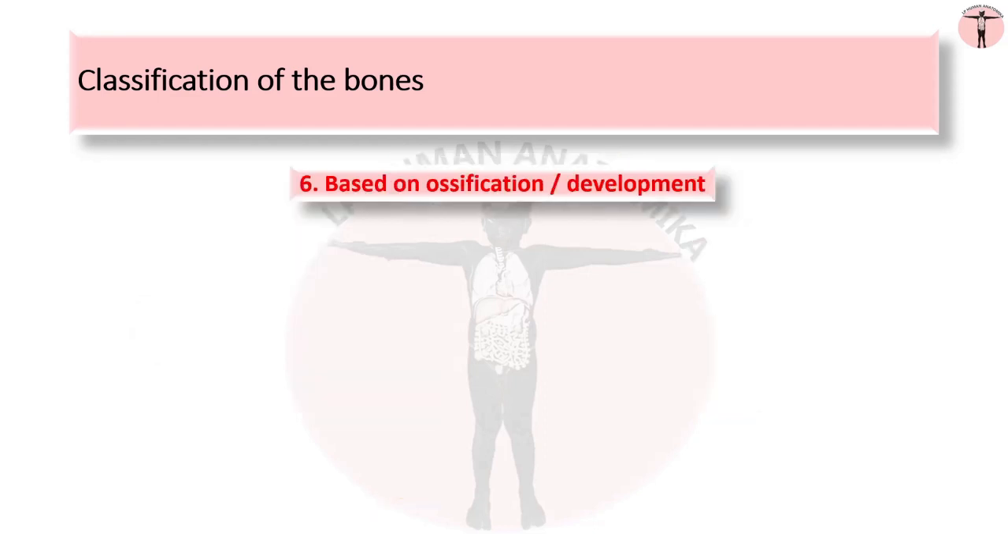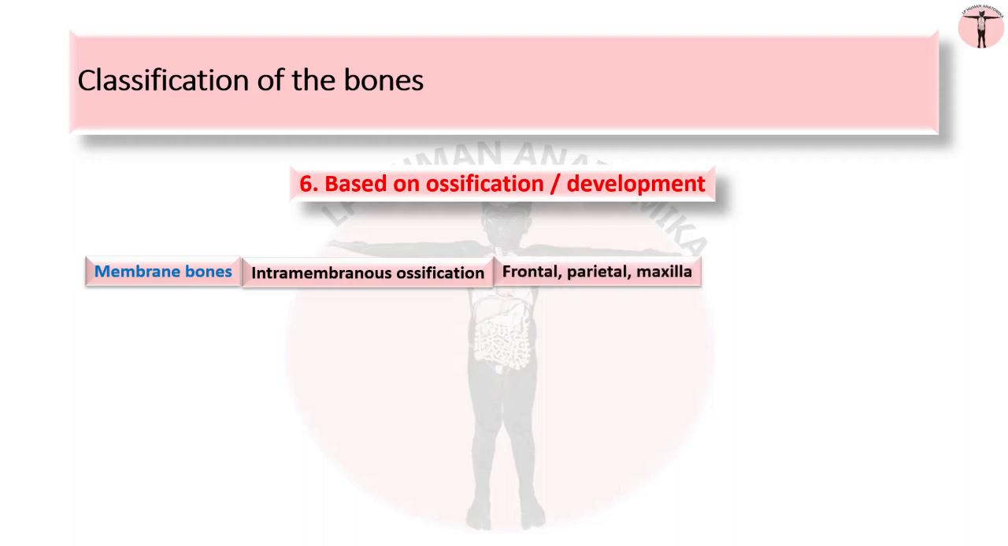Classification of the sixth group based on ossification or development. It is classified into membrane, cartilaginous, membranocartilaginous, somatic and visceral bones. Membrane bones are bones developed from intramembranous or mesenchymal ossification. They are directly derived from the mesenchymal condensations. Examples are bones of the vault of skull such as frontal and parietal, then the facial bones like maxilla.